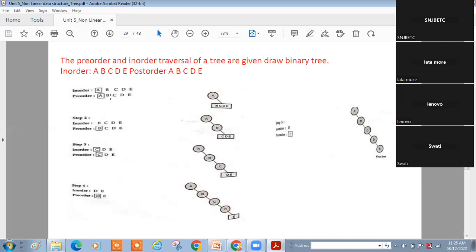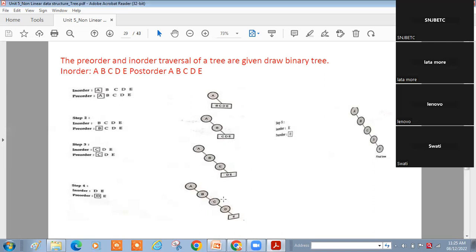Now next element is B. So B is more than D or greater than D. Alphabetically I am checking. So B is over here on the right hand. So D, E, F again on the right hand. So C is on right hand, D is on right hand, E is on right hand.